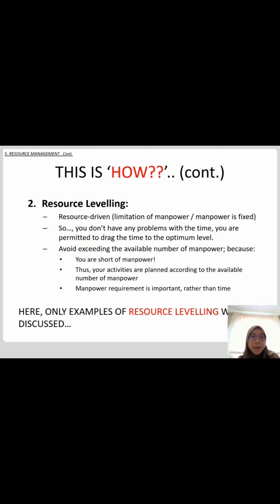Second is resource leveling, driven by the limitation of manpower. Just now in resource smoothing, time is fixed, but here in resource leveling, manpower is fixed. So you don't have any problem with the time. You are permitted to drag the time to the optimal level. So what you need to do is avoid exceeding the available number of manpower because you are short of manpower. Thus, your activities are planned according to the available number of manpower. Manpower requirement is important rather than time. Here are some examples of resource leveling. Let's discuss.